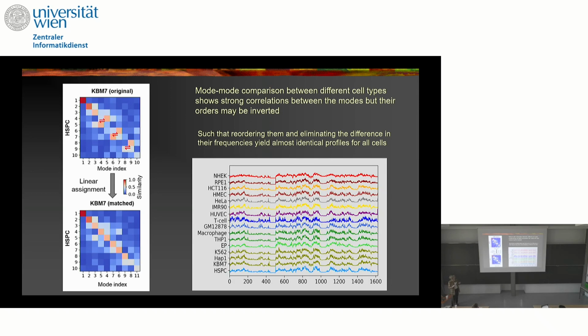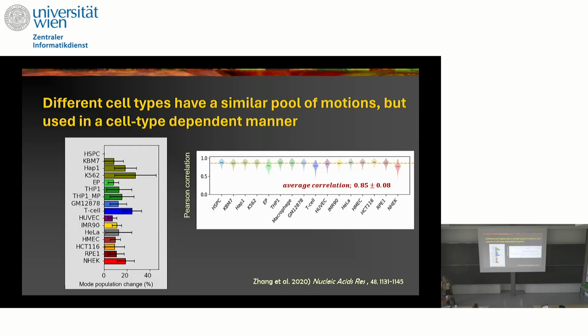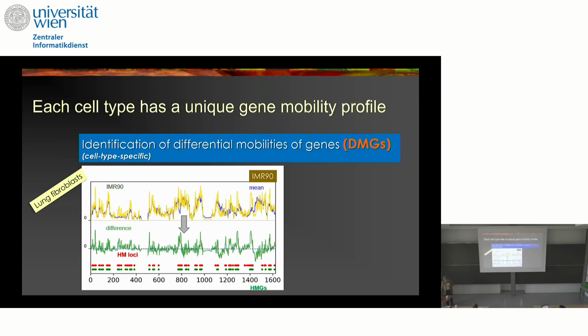What does it tell us? It tells us that if you don't have those differences in prior probabilities, you have practically the same behavior with a correlation of 0.85 across all cells. All cells possess the same repertoire of motions. Some of the motions are expressed, others are not. That's the whole point.